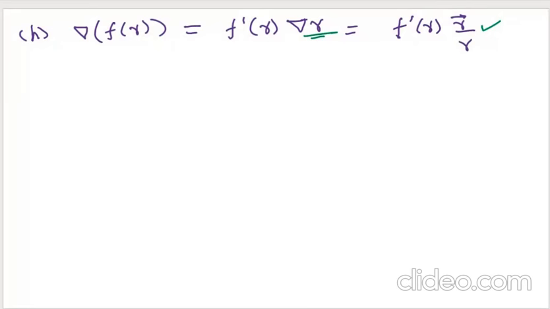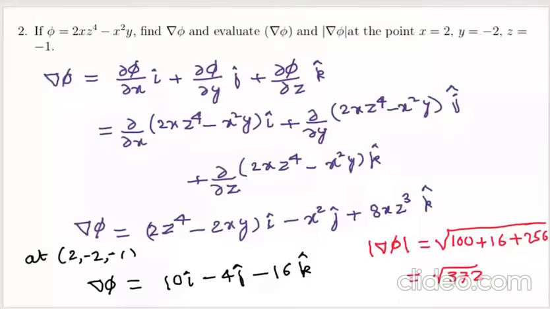Okay, let's move to the second question. The second question is related to gradient only. You have been given a function phi, that is 2x z^4 minus x square y, and you have to take the gradient of this function. We know that the gradient of phi is del phi by del x i cap plus del phi by del y j cap plus del phi by del z k cap. So you have to differentiate this function with respect to x for the i cap component, with respect to y for the j cap component, and with respect to z for the k cap component.